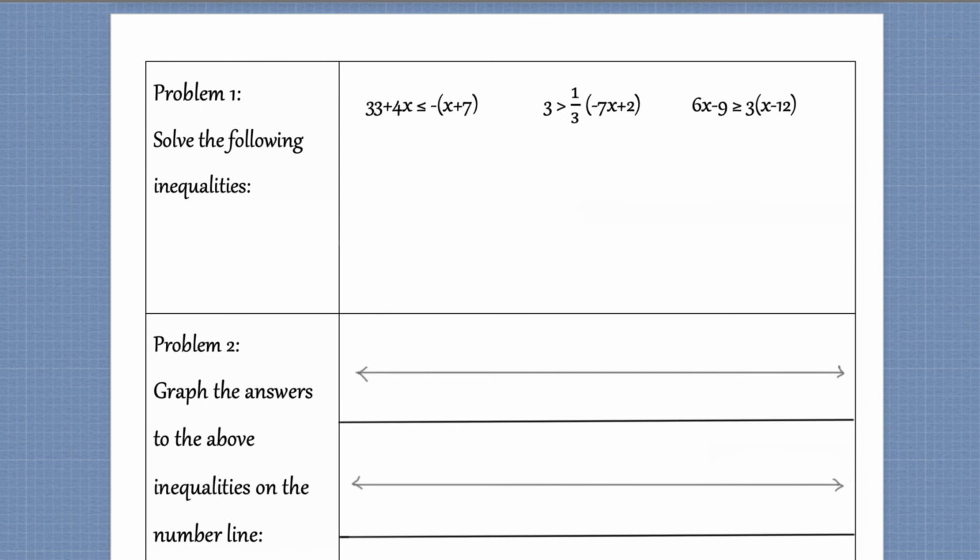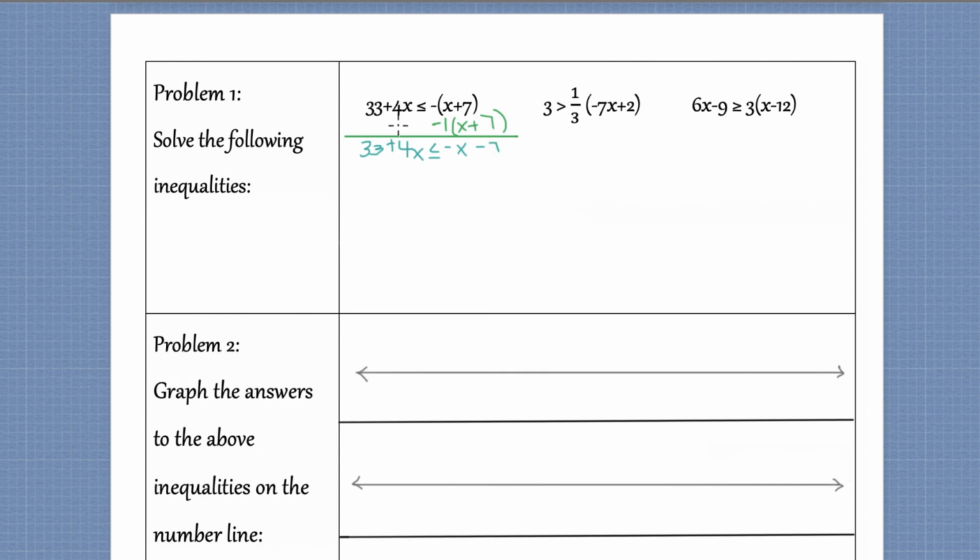So the first thing we're going to want to do is distribute this negative to the x plus 7. It's not really a negative sitting there, it's actually a -1, which is going to be multiplied by the x plus 7. So we want to distribute that -1 to everything else. And so we have the 33 plus 4x on this side is going to be less than or equal to, because we have that sign right there, and then -1 times x is equal to -x, and -1 times 7 is equal to -7. So that gives us -x minus 7.